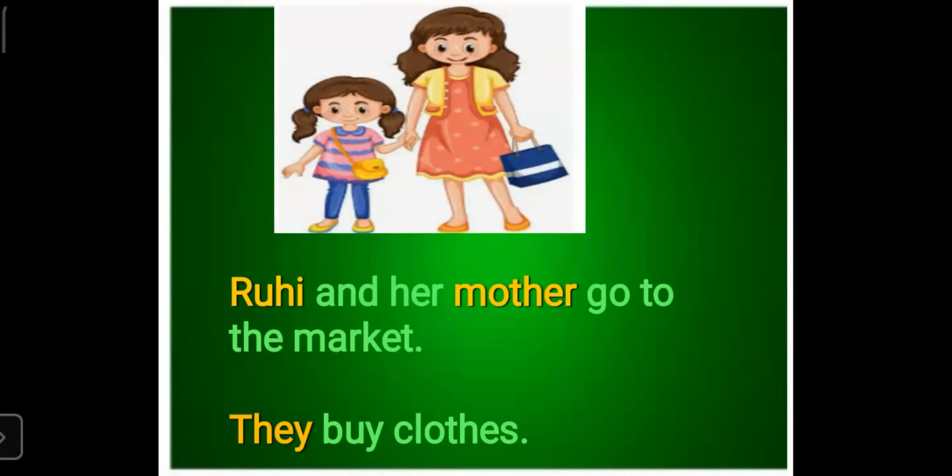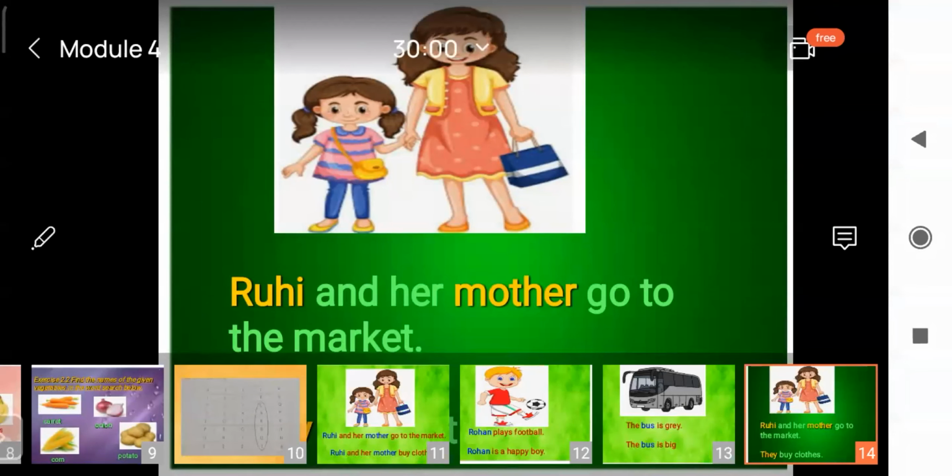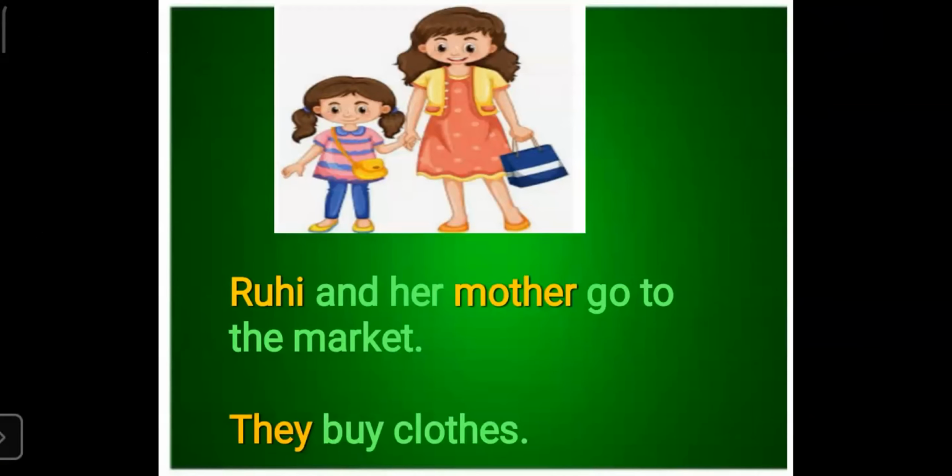Have you understood, children? When can we use they? We can use they when there is more than one person. Ruhi and her mother are the subject because they are doing the action of going to the market. So instead of using Ruhi and her mother in the second sentence again, we can use the subject pronoun they.